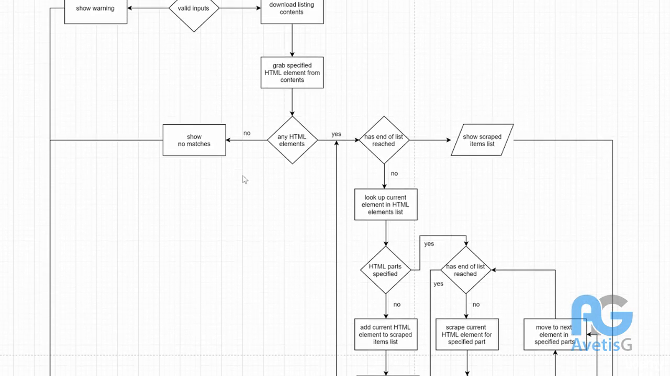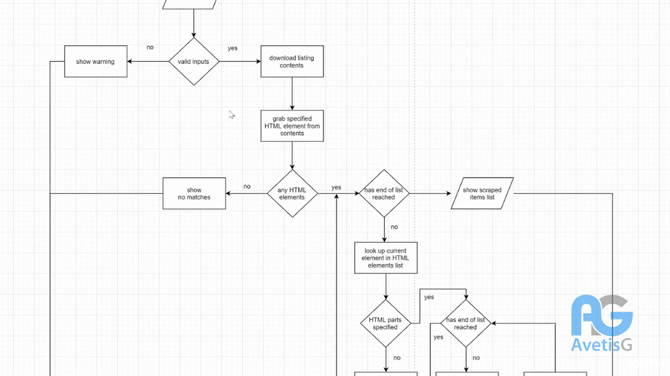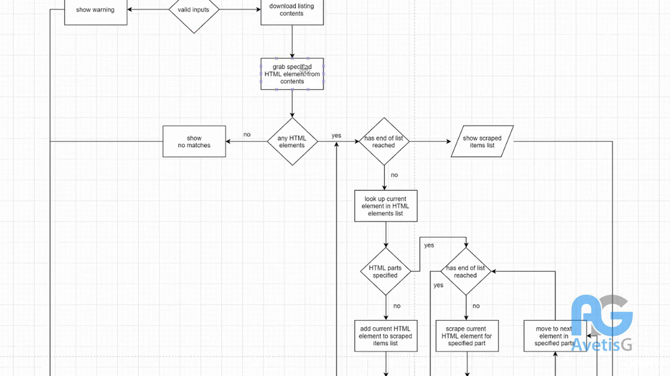We could have gone around and asked the user if they want to try again, but the acceptance criteria didn't really say anything, so we didn't do it. But you already know how to do it if you want to extend this application. If the inputs are valid, then we download listing contents. And then once you have the contents, we grab the specified HTML element from the contents. So now you're going to be using the regular expression to grab that specific HTML element.